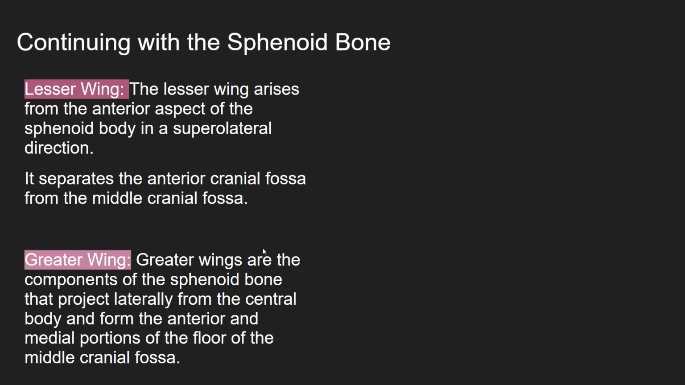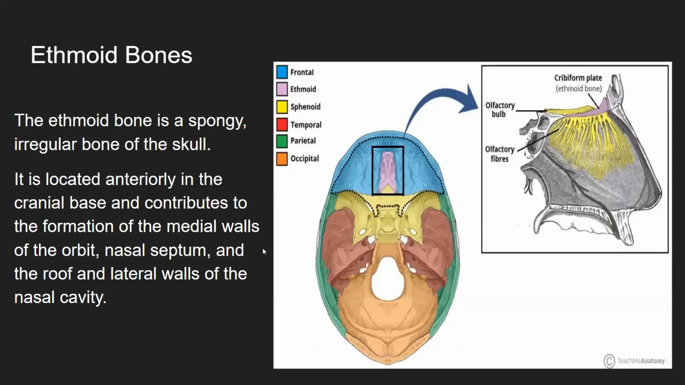Now we have the ethmoid bone, which is a spongy, irregular bone of the skull. It is located anteriorly in the cranial base and contributes to the formation of the medial walls of the orbit, nasal septum, and the roof and lateral walls of the nasal cavity.